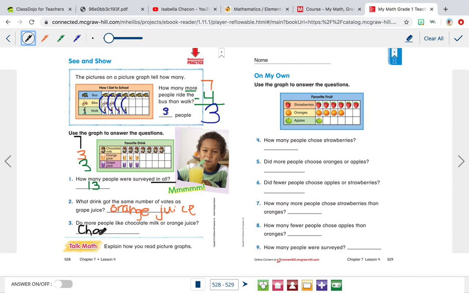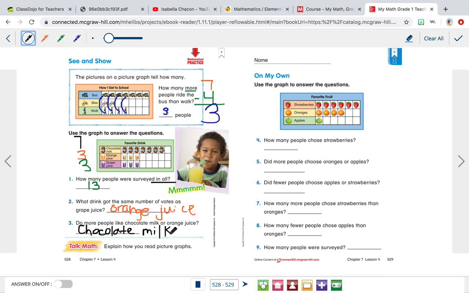And that's how you read a picture graph, because picture graphs are super easy to read. These pictures tell us how many people voted. So that's why I love picture graphs. So chocolate milk. All right.